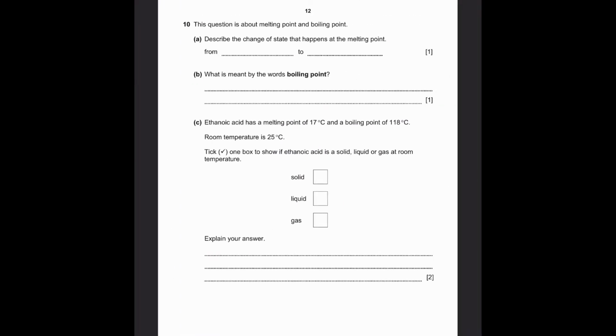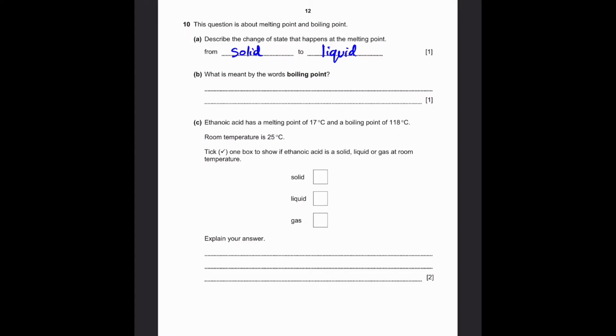Question 10. This question is about melting and boiling point. A. Describe the change of state that happens at the melting point. Melting point, its definition, is the time when a substance changes from a solid to a liquid. That's the answer. B. What's meant by the words boiling point?